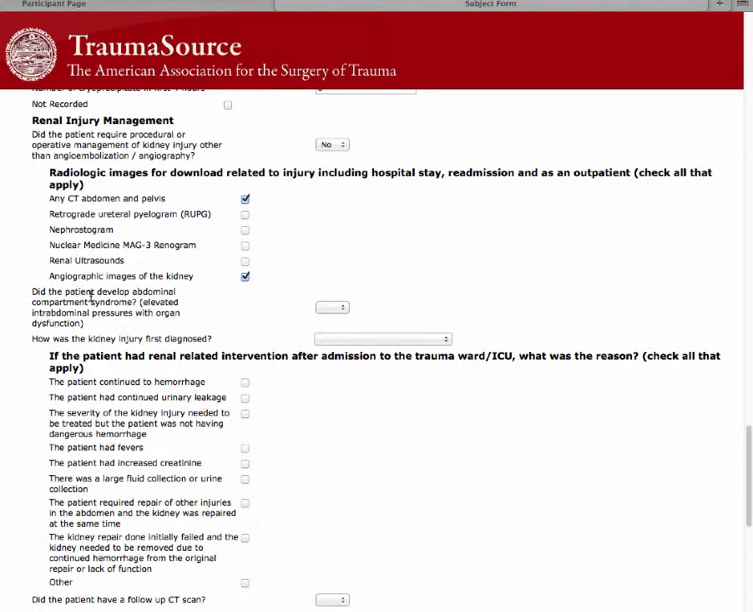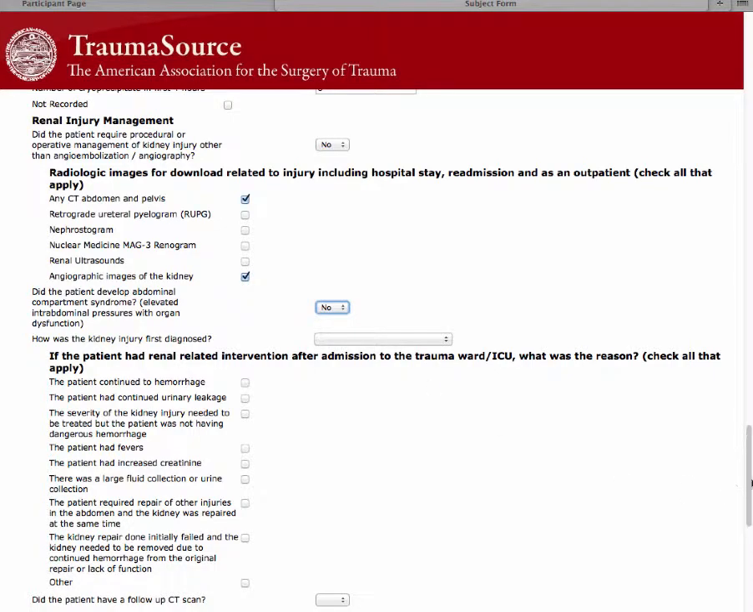Did the patient develop abdominal compartment syndrome, defined by elevated intra-abdominal pressures with organ dysfunction? And these questions from here down really require some interpretation from someone familiar with trauma care and familiar with review of trauma cases. This might be a nurse practitioner, PA working on a trauma service, trauma surgeon, urologist, etc. So in this case, the patient did not.